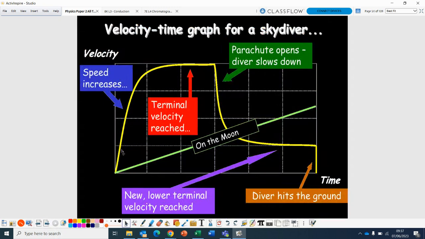That's what it would look like. So speed increases, terminal velocity is flat, speed decreases when you open the parachute, weight never changes, and then a new terminal velocity here with the parachute open, and then you land.